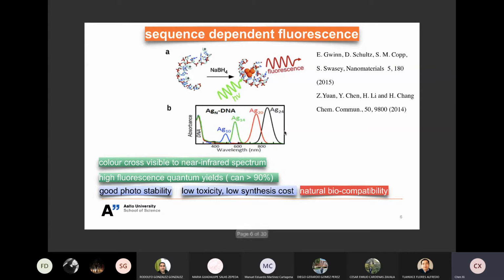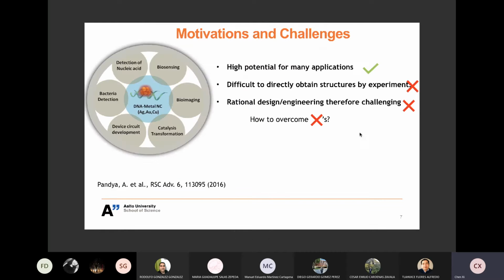On top of this, these clusters have a good photostability, low toxicity, low synthesis cost, and also DNA has a natural biocompatibility. So these clusters have many potential applications, especially for bio applications like biosensing, bioimaging, and also detecting the nucleic acid or the bacteria.